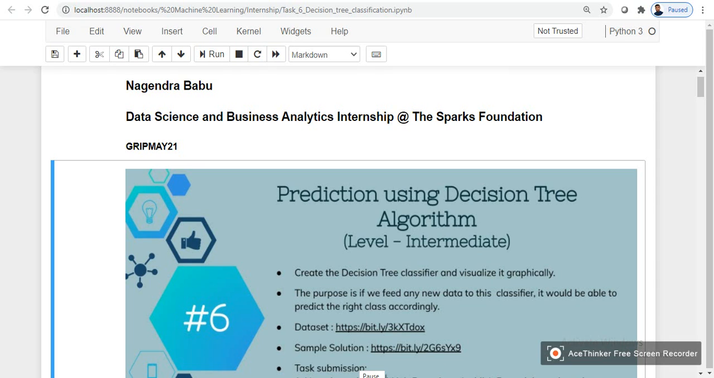Hello all, this is Nagendra here, presenting you task number 6 as Data Science and Business Analytics intern at the Sparks Foundation. Here the task is to create a decision tree classifier and visualize it graphically. Let us go ahead.